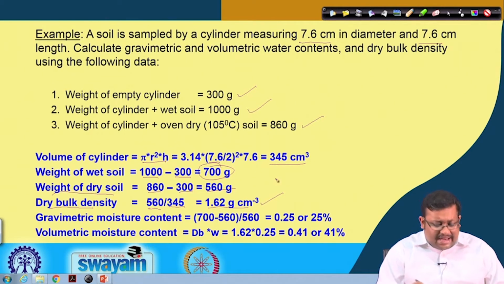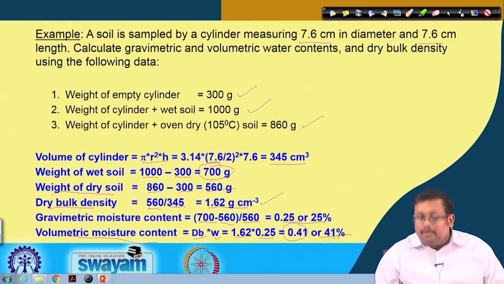Once we have calculated the dry bulk density, we can calculate the gravimetric moisture content. It is the weight of the moist soil minus the weight of the dry soil, over the weight of the dry soil, and we get 25%. For calculating the volumetric moisture content, we multiply the gravimetric moisture content by the dry bulk density. We already calculated the dry bulk density as 1.62, and we multiply it by 0.25, or 25% gravimetric moisture content. We get 0.41, or 41%.